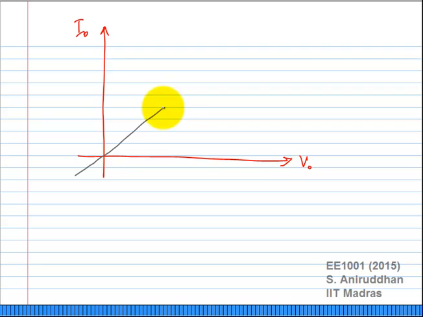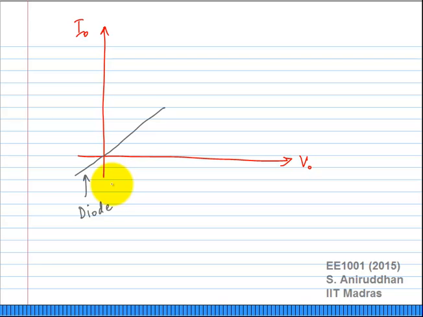What is this? What is this line here in whatever color that is, purple or something? What does that represent? The characteristics of the diode. Okay, this represents the characteristics of the diode.